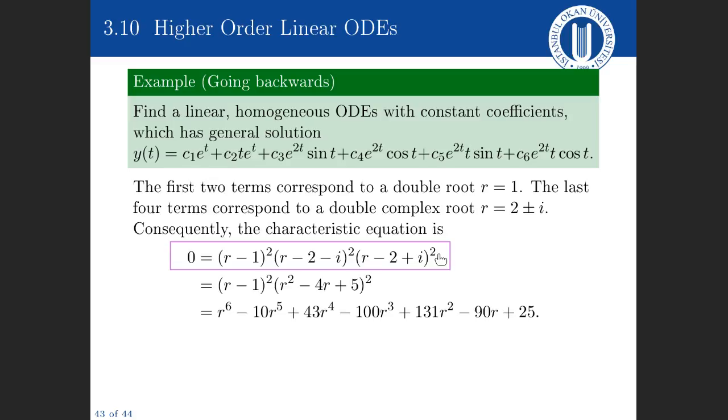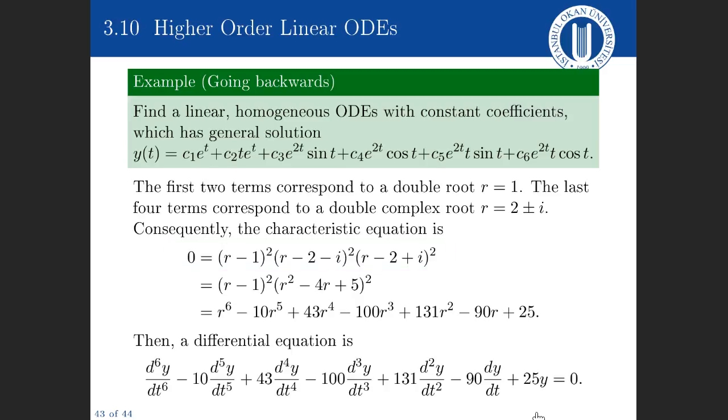Multiply all of this out, and I leave this for you to check. We obtain r to the power 6 minus 10 r to the power 5 plus 43 r to the power 4 minus 100 r cubed plus 131 r squared minus 90 r plus 25. Now we know a characteristic equation. It's straightforward to write down a differential equation which has this characteristic equation, because of course we just use the same numbers.